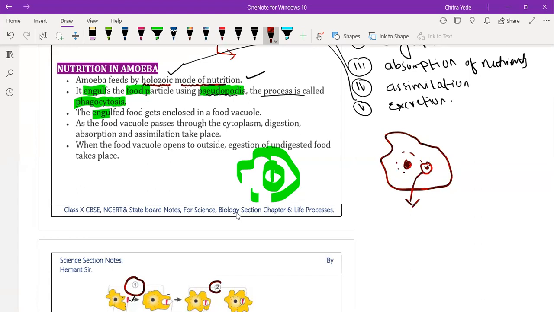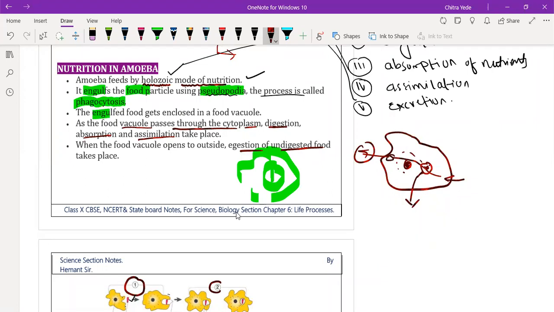Okay, so here it is given that the food vacuole passes through the cytoplasm. Digestion, absorption, and assimilation take place. All these three processes take place simultaneously. Okay, here when the food vacuoles open, the egestion of undigested food takes place. So the vacuole enters on this side and passes through the cytoplasm, and then it is again removed out from the body. When that food is removed out from the body, it is called as egestion, which is nothing but excretion.